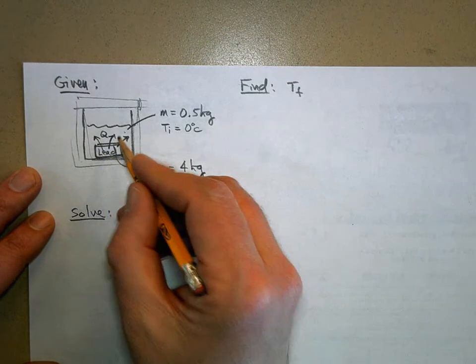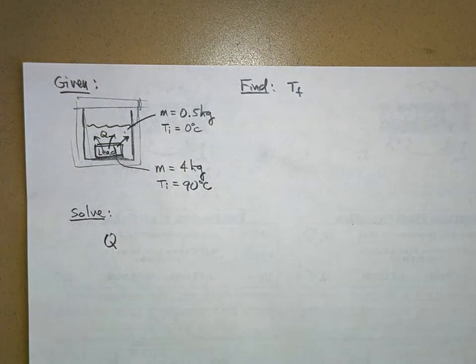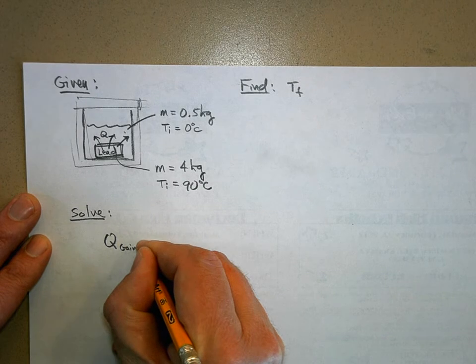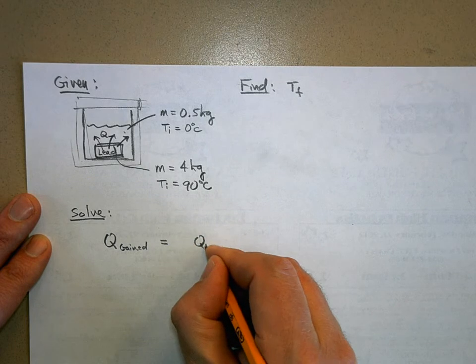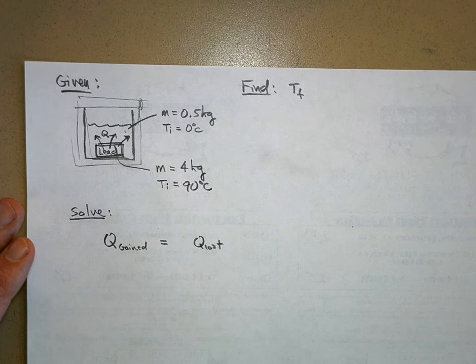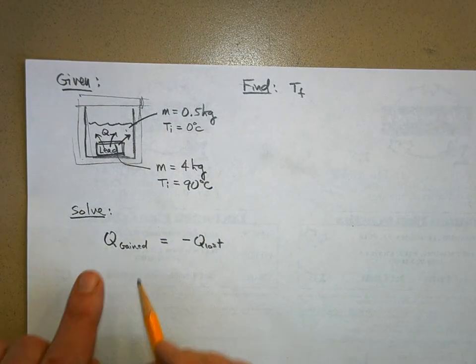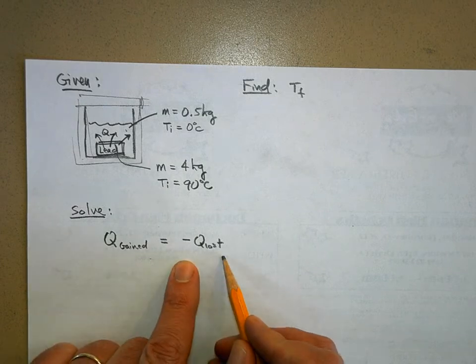Well, let's look at the water. Here's the water. Now, I'm adding heat to the water, so it's going to be positive. So the heat gained by the water will be equal to the heat lost by the lead. Now, when heat is lost, we're taking away heat energy, transferring energy out, and so I'm going to put a negative there. That is, the heat gained by the water will be equal to the heat lost by the lead, because of conservation of energy.